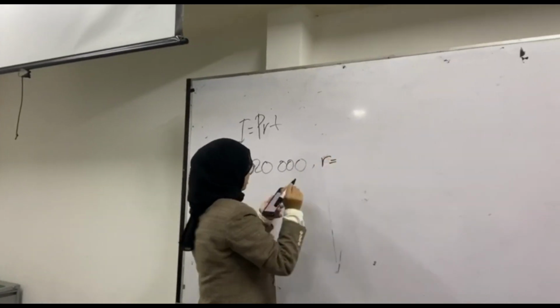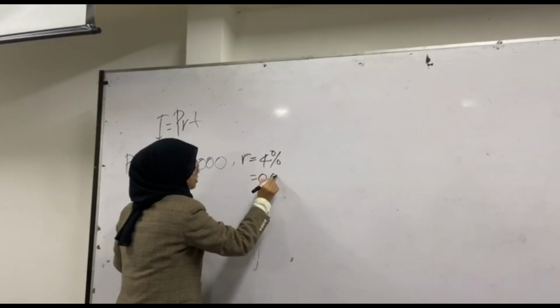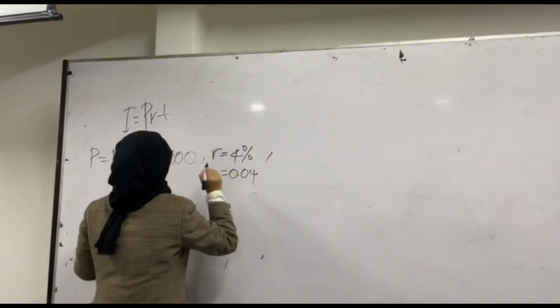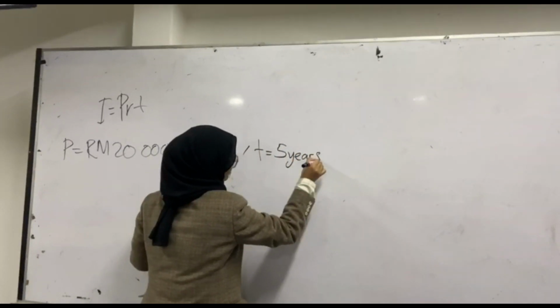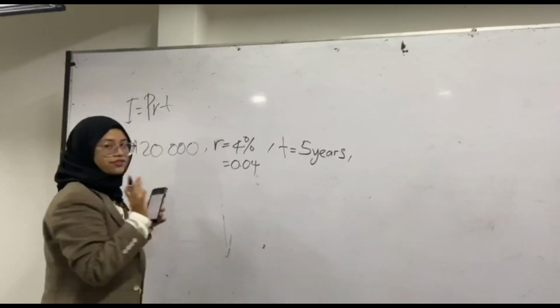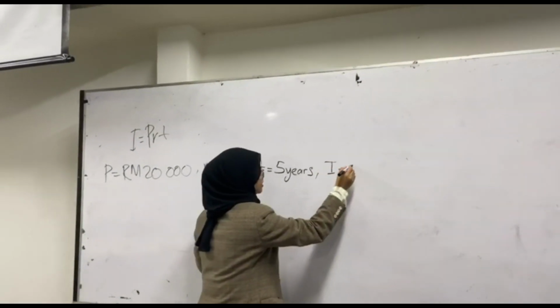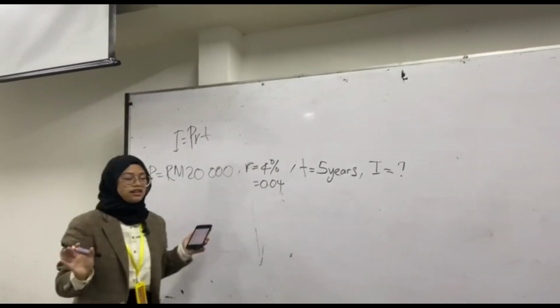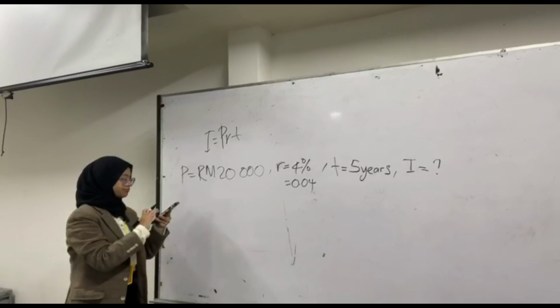R equals 4% or 0.04. T, we have 5 years. And what we don't have here is I, which is simple interest. That means here, we want to search for simple interest.